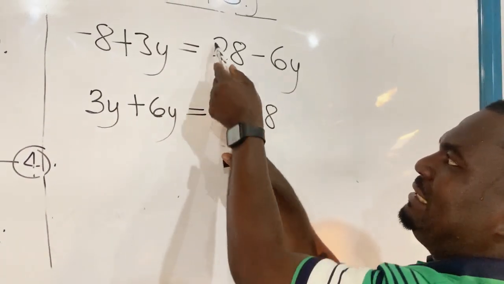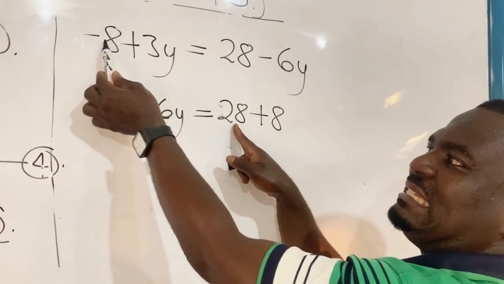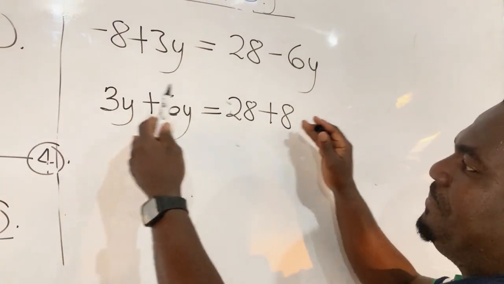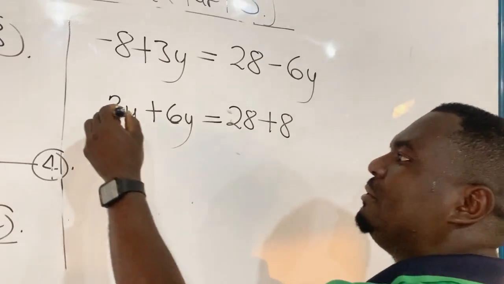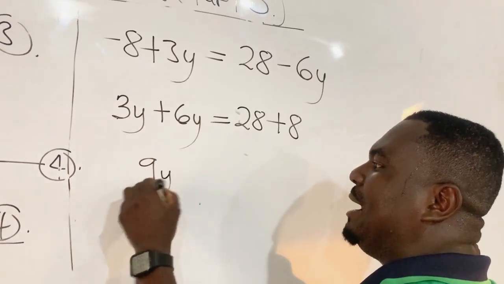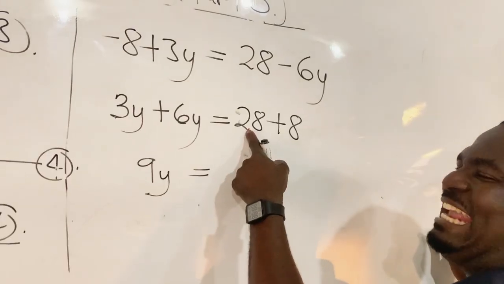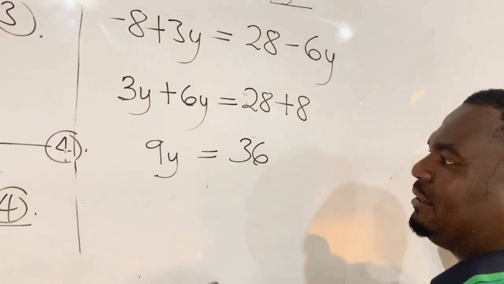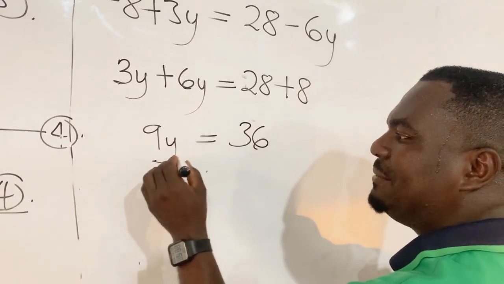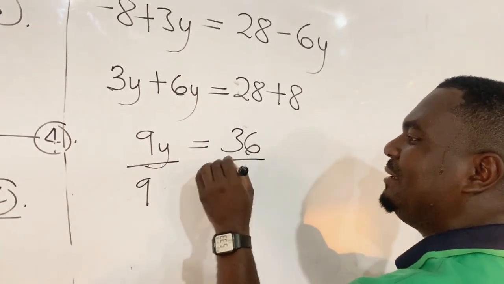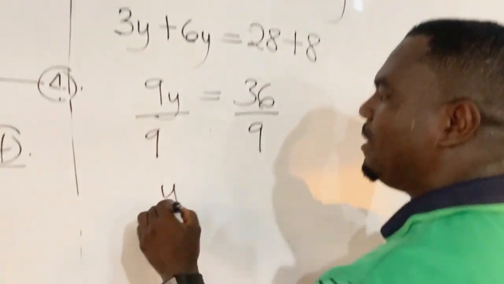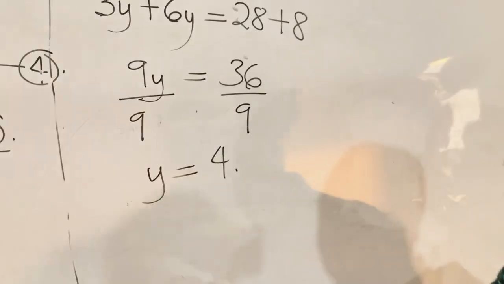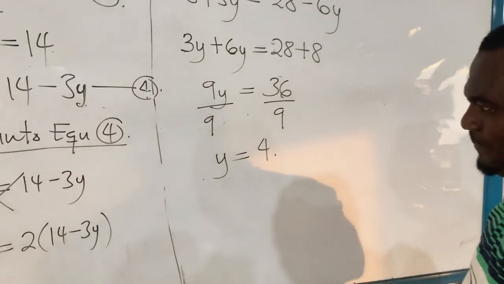Watch here. For the constant, we have 28. This is the 28. This is negative. When it transposes, it becomes positive 8. I've separated the terms. So 3 plus 6, 9y equal to 28 plus 8, you are getting 36. So watch here, you make y the subject. So divide here by 9, y is equal to 9 goes into 36, 4. I've gotten my y as 4.